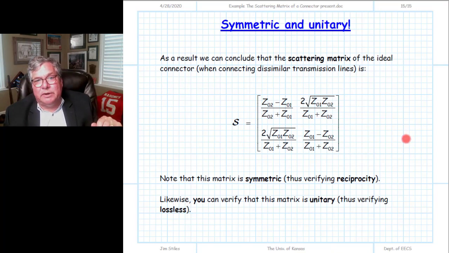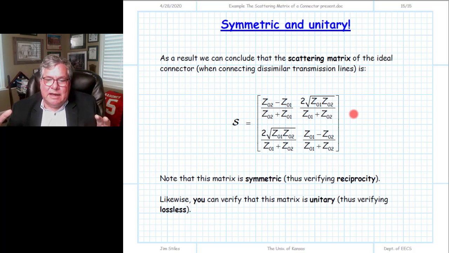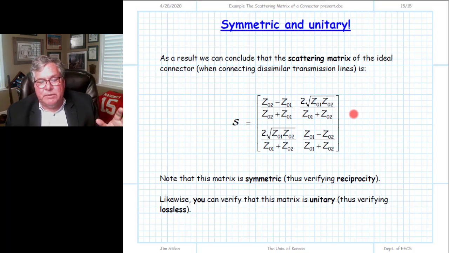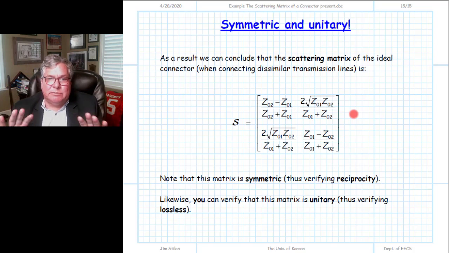One last thing we can do that's useful in this context is a sanity check. We can set certain values of Z01 and Z02 in here, and those are the only values in those results, such that we can check our results. Well, what result do we know the answer for? We know the answer when the two transmission lines Z01 and Z02 are equal to each other.